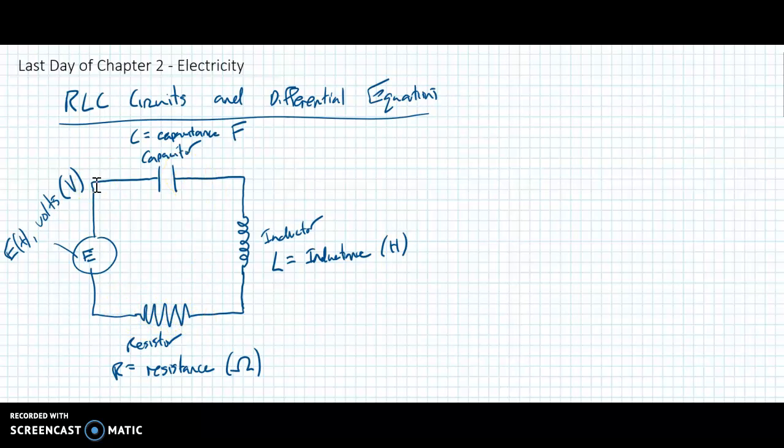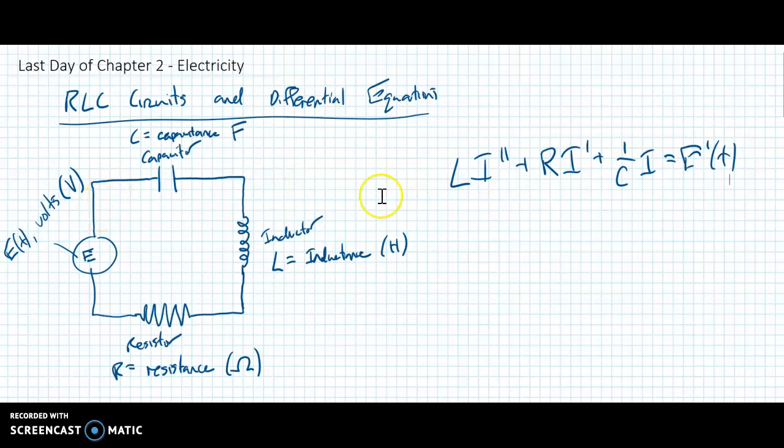So I'm going to write the equation, and then I'm going to tell you a couple different parts of it, and then I'm going to show you where it comes from. The equation that we are going to generate in this video is L I double prime plus R I prime plus 1 over C times I is equal to E prime of T. Before I do that, I should say what I is. I, this guy right here, is representative of the current through this circuit. So I can change the current by changing the values of the capacitance, the inductance, the resistance, and the energy that's being applied to the circuit.